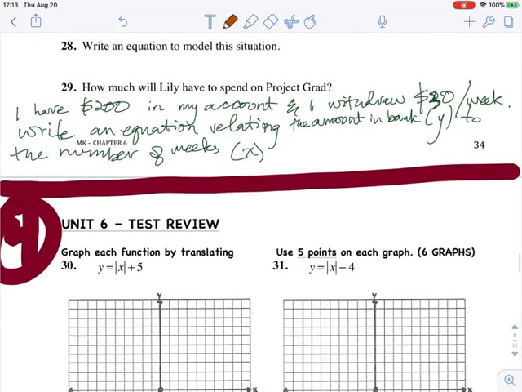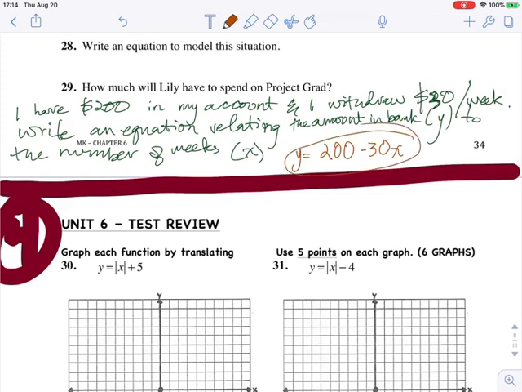And let's do a little word problem, and that's the end of this section. Let's say I have $200 in my account and I withdraw $30 a week. Write an equation relating the amount in the bank to the number of weeks. All right, so the amount in the bank, well, I have 200 to start with, and I'm constantly deducting 30 per week, where x is the number of weeks. It looks a little something like that.